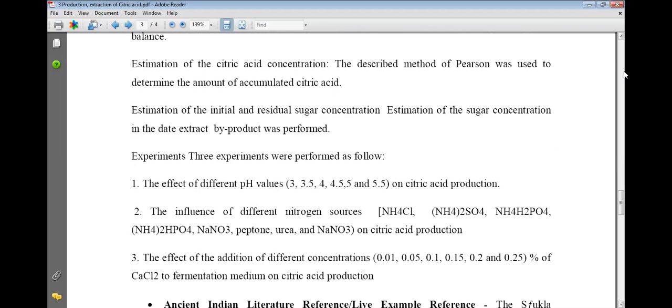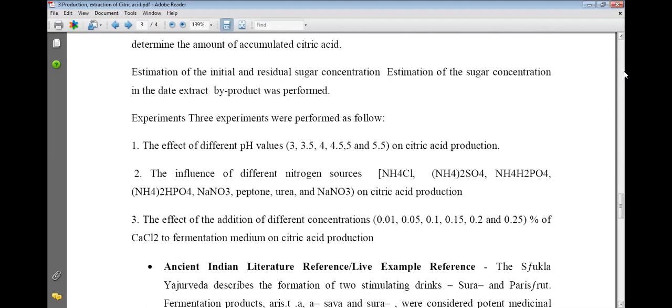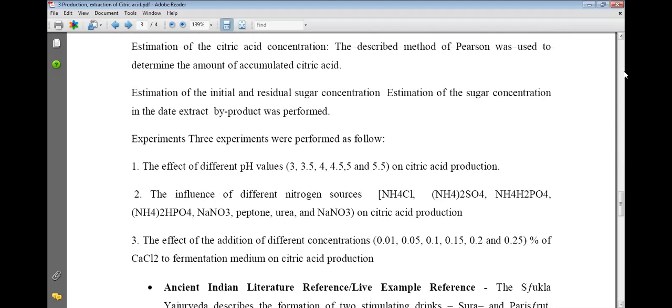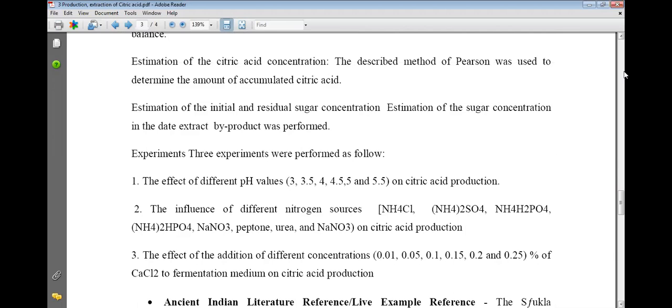Experiments were performed on the effect of different pH values: 3, 3.4, 4, 4.5 and 5.5. The influence of different nitrogen sources, NH4Cl, (NH4)2SO4, NH4H2PO4, peptone, or urea, on citric acid production. The effect of adding different concentrations, 0.01, 0.05 up to 0.25, of CaCl2 to the fermentation medium on citric acid production. So further we have extracted citric acid by this method.